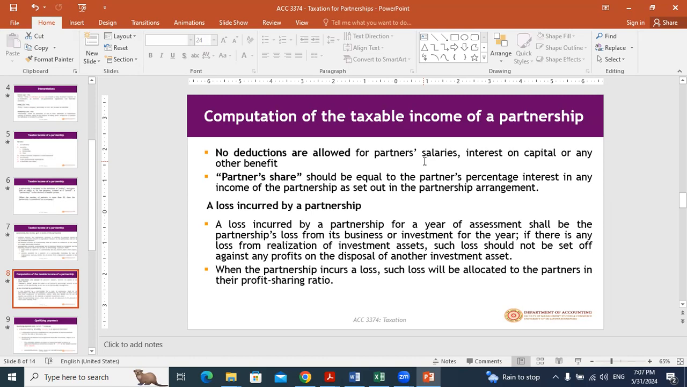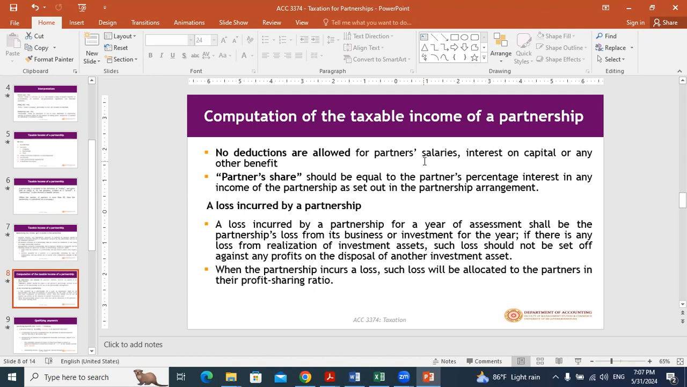A loss incurred by the partnership. A loss incurred by a partnership instead of a profit. If there is a loss incurred by the partnership, it shall be treated as the partnership's loss from its business or investment for that year. If there is any loss from the realization of an investment asset, such loss should not be set off against any profits on the disposal of another investment asset.